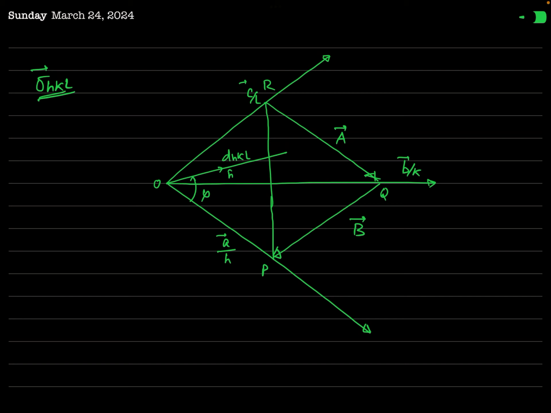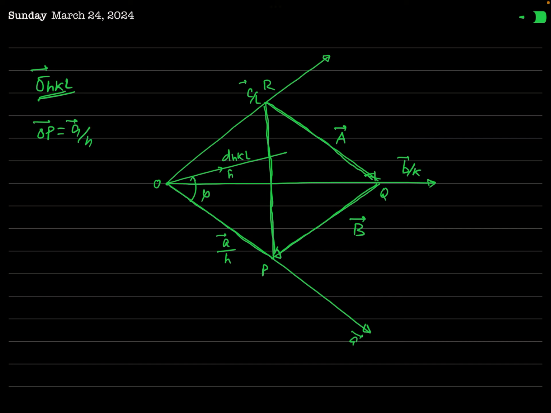Here I have considered a plane HKL, this PQR, see the figure. This PQR is the HKL plane as I have considered, and O is the arbitrary origin. Now, this plane has intercept a by h along the a axis. This OP is the intercept of this plane along the a axis, and so OP will be equal to a by h. You can see.